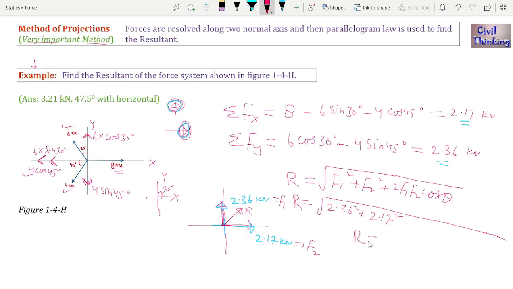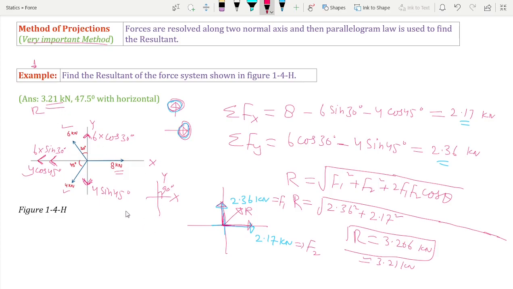So the resultant will be this. Let me use a calculator. Okay, I get 3.206 kilonewton. This is the resultant. Now this 3.206 is approximately equal to 3.21 kilonewton. So the magnitude of the resultant is 3.21 kilonewton.